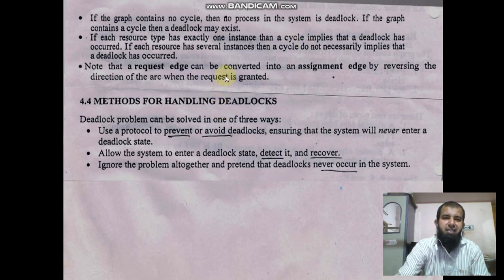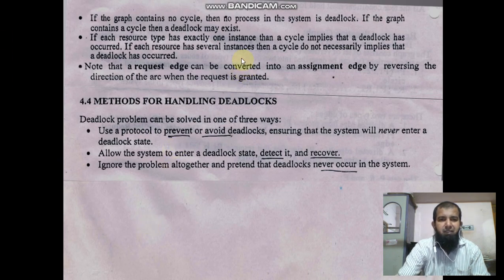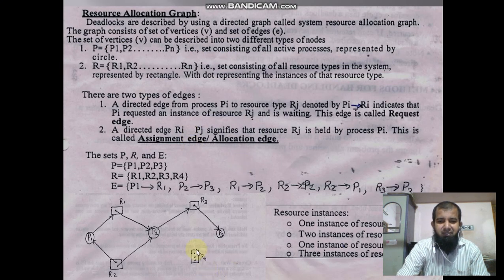If each resource type has exactly one instance, then a cycle implies that a deadlock has occurred. If each resource type has several instances, then a cycle does not necessarily imply that a deadlock has occurred. If there are more instances, there is less chance of deadlock occurring.